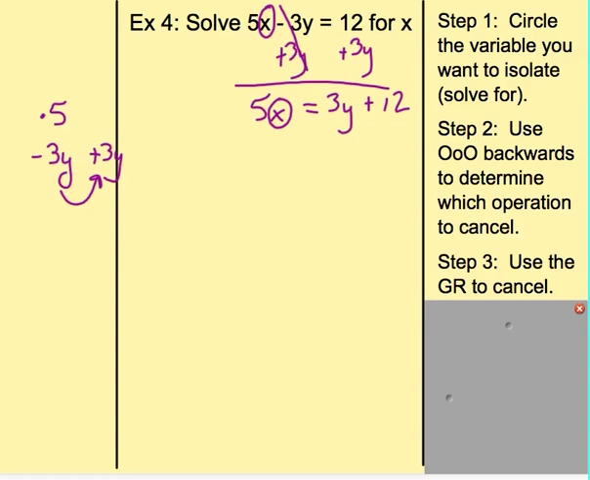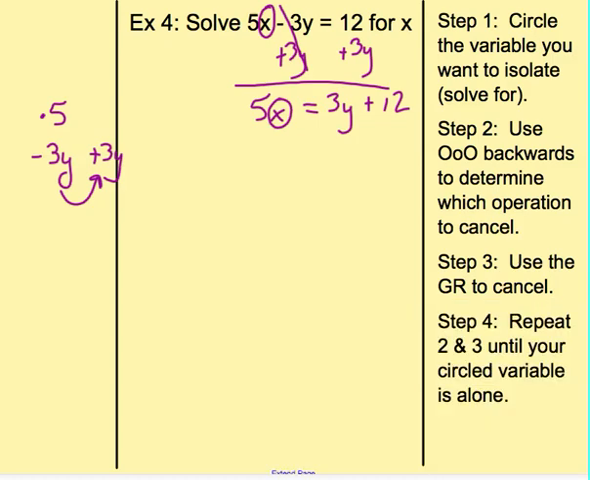All right, now we're on step 4. We are repeating. So we are going to continue working backwards. To cancel the multiplying by 5, I'm going to divide by 5. Both sides of the equal sign, remember the entire right-hand side of the equal sign is going to be divided by 5. On the left-hand side, my 5's cancel, leaving me with x all alone.